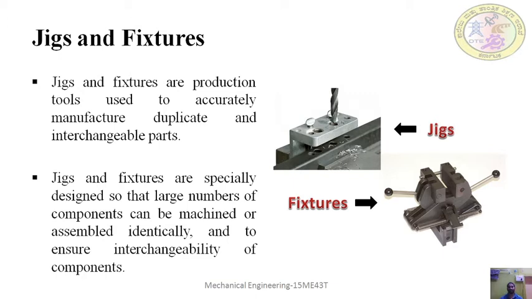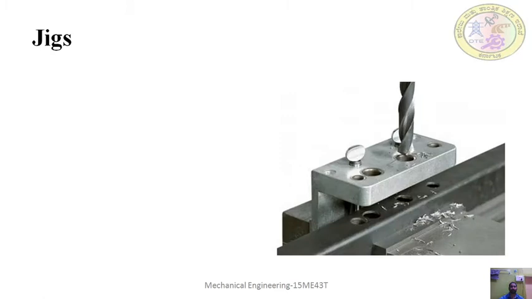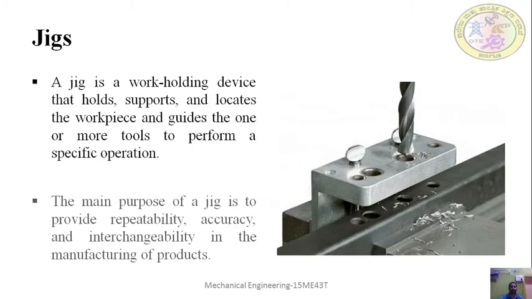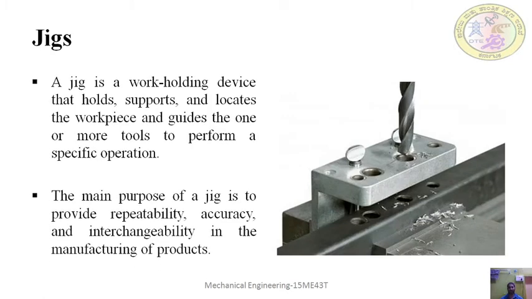So in order to produce similar, identical parts for mass production, where nothing has to be changed from one component to another, interchangeability means there should not be any difference in the dimensions, the accuracy, or the surface finish of the two components. In such cases, we are using jigs and fixtures. Next, one by one, we will discuss what a jig is and what a fixture is.